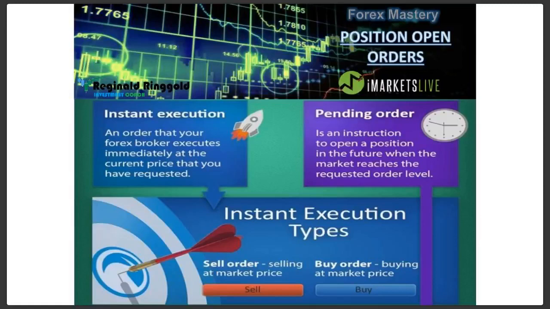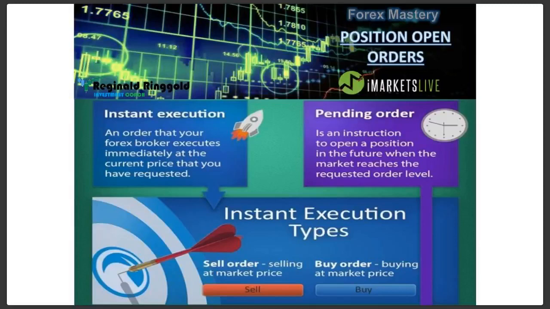Instant execution brings liquidity to the market because you're taking a fill wherever the broker is willing to fill you. Whereas a pending order, they call it a market taking order that takes liquidity because you're only getting in the market at a predetermined level. Okay, and a lot of times these are typically our targets. So instant execution types, you got the sell order or a buy order. Okay.